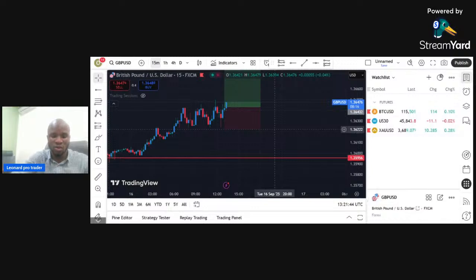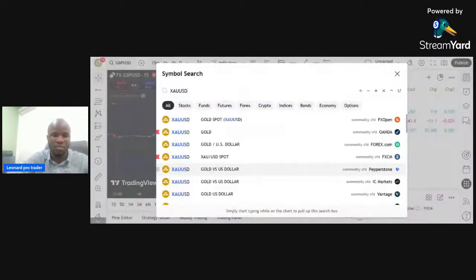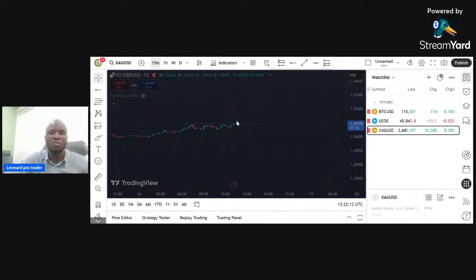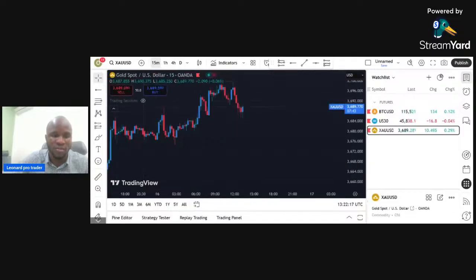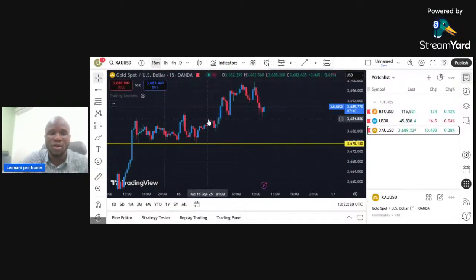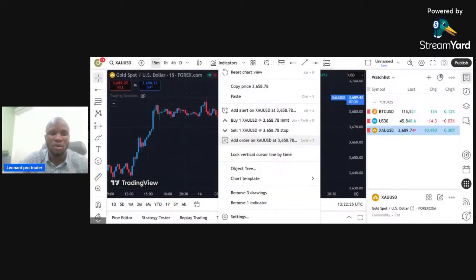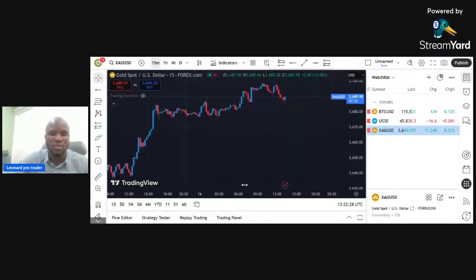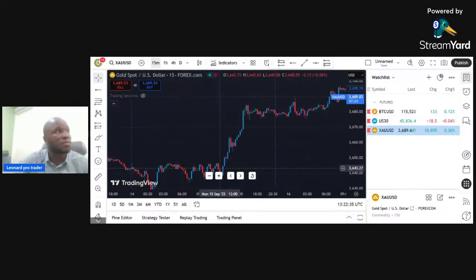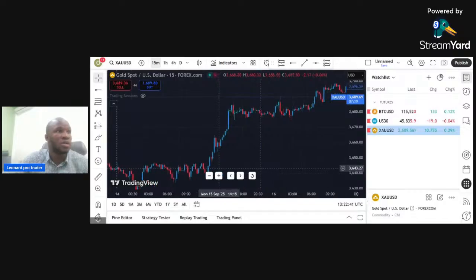Let's look at gold, XAUUSD. So it's loading. All right, let's look for another. I don't want to disrupt this chart. All right, so now this is a chart on gold, XAUUSD.